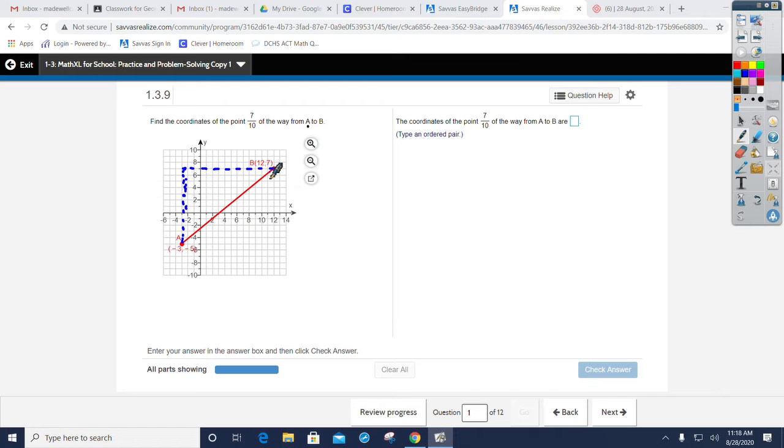Or you could just count, and these are counting by ones. So you go 1, 2, 3, 4, 5, 6, 7, 8, 9, 10, 11, 12, 13, 14, 15. So you can count the boxes. Either way, you get 15.